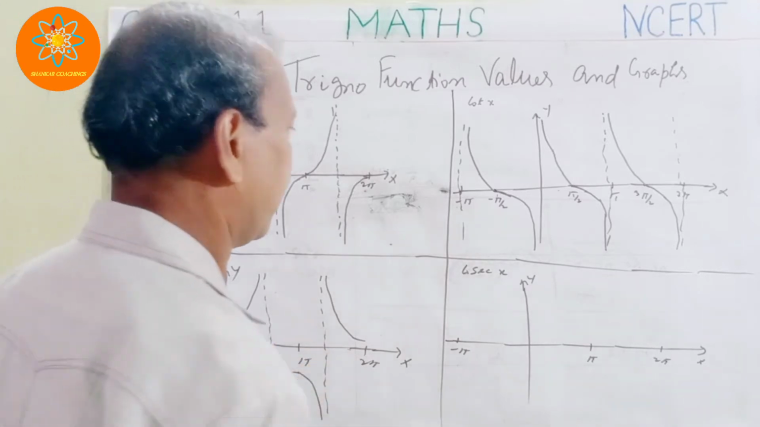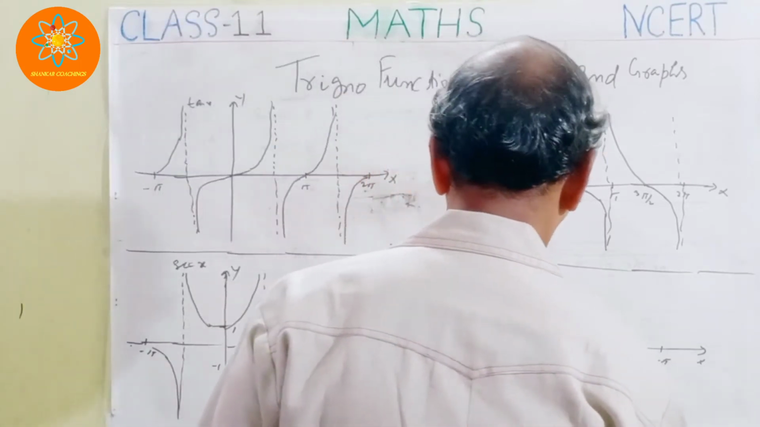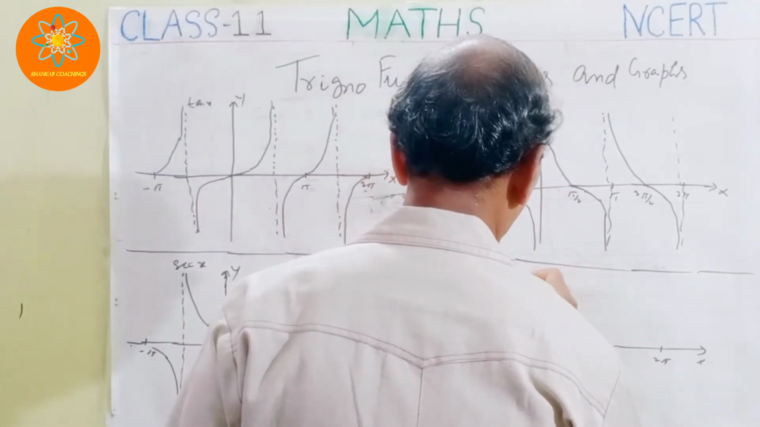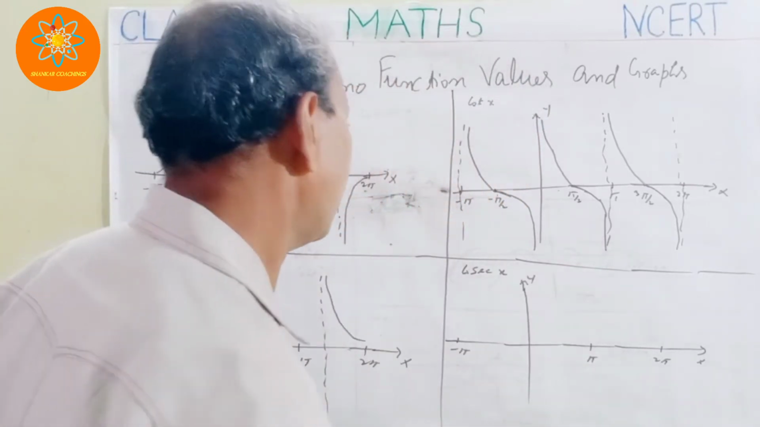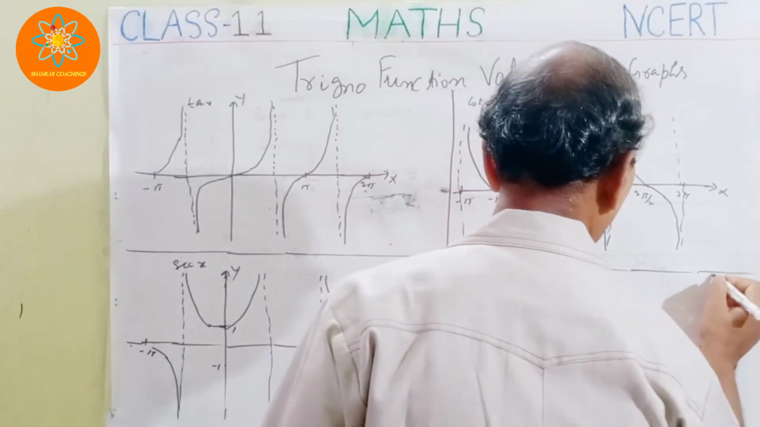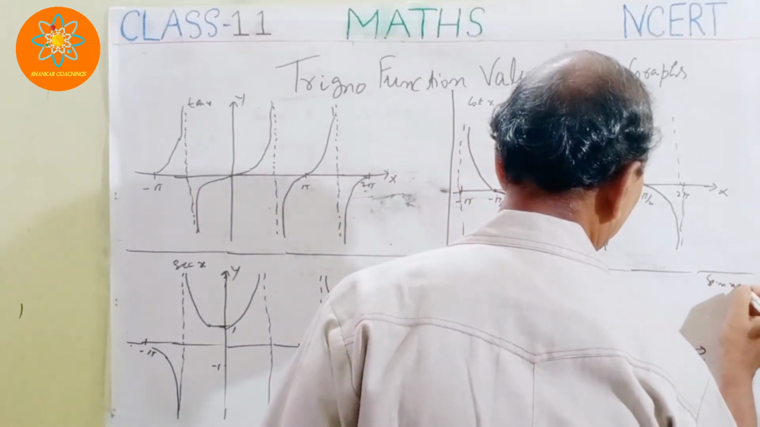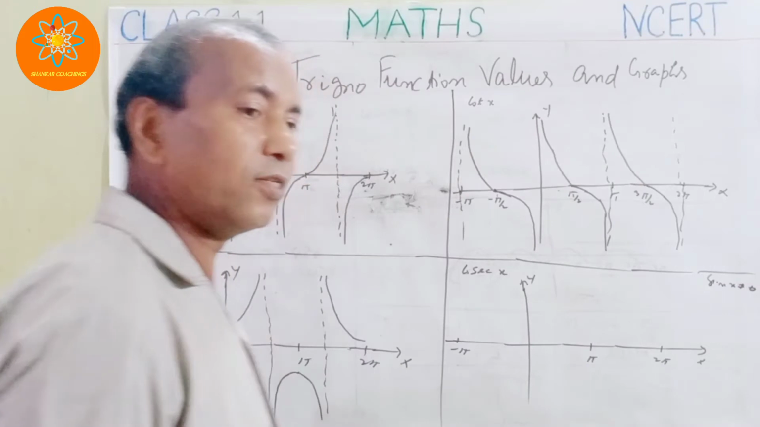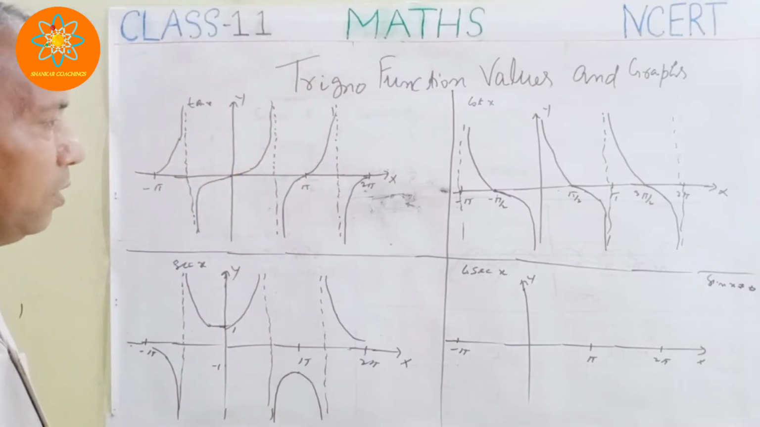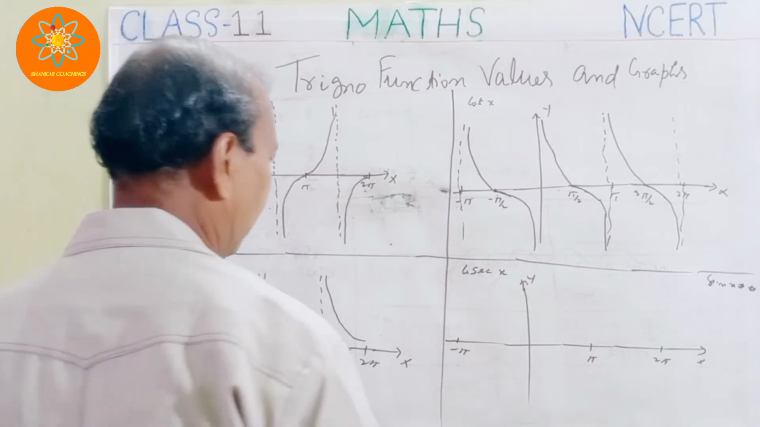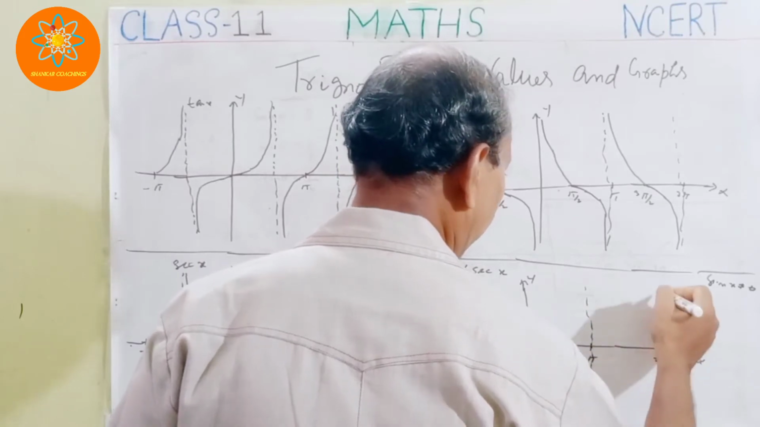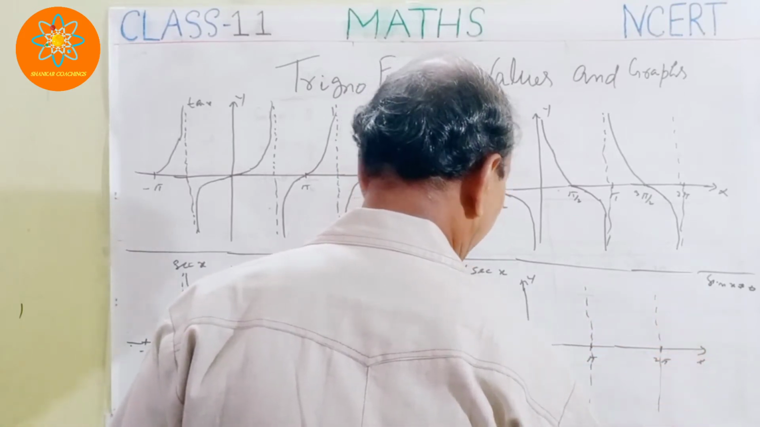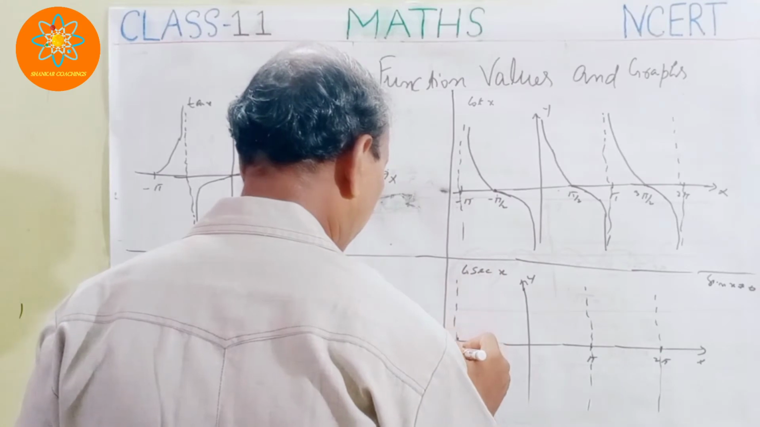Similarly for the cosec x. Cosec x is equal to 1 by sin x. So 1 by sin x means sin x is not equal to 0. That means x is not defined for n pi. So it will be not defined for pi, it will not be defined for 2 pi, and it is also not defined for minus pi.